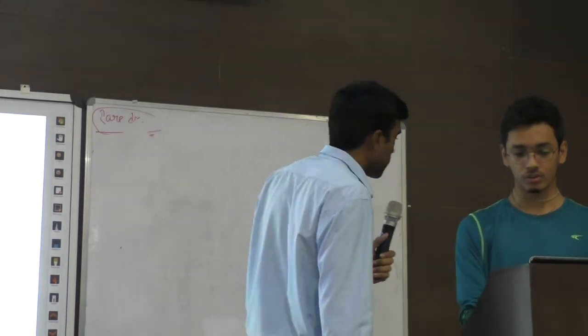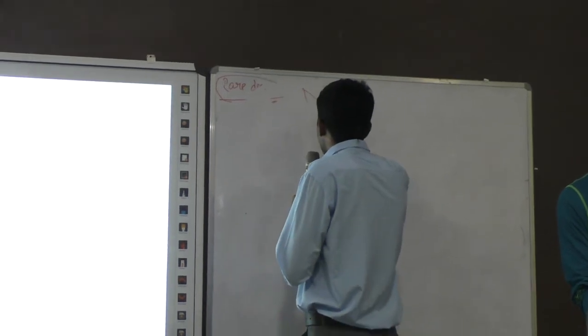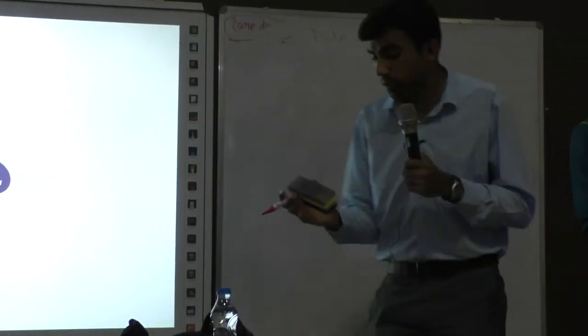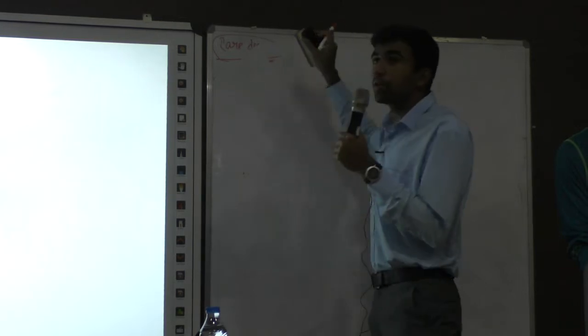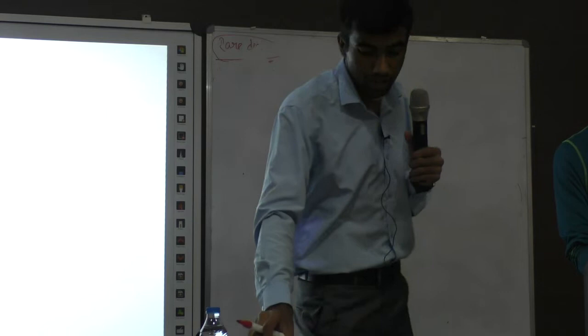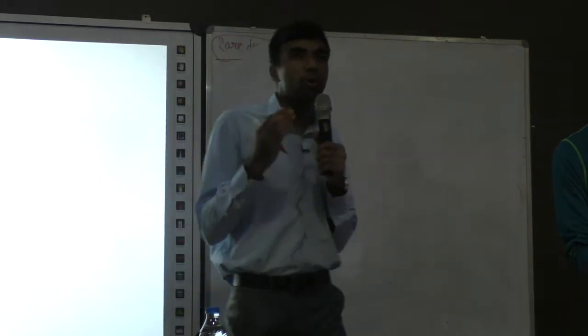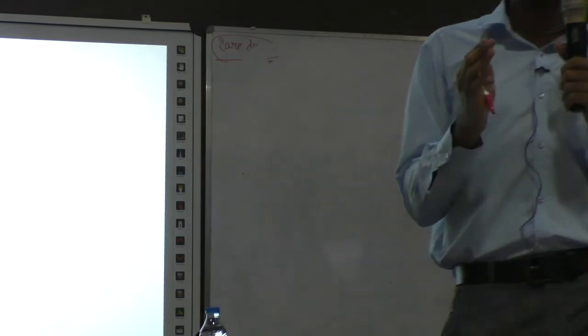Okay, so neural networks. So in neural networks, do you want me to discuss neural networks first or assignment first? Neural networks. Okay. So there is something called input layer, there is something called hidden layer, there is something called output layer. You are getting my points.